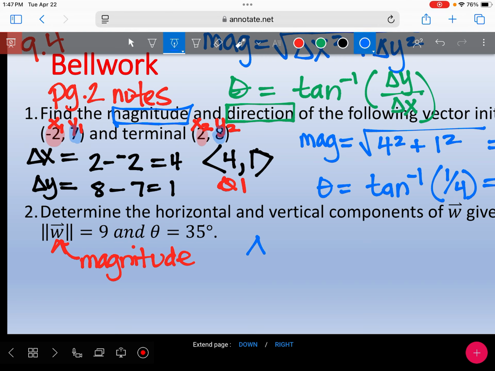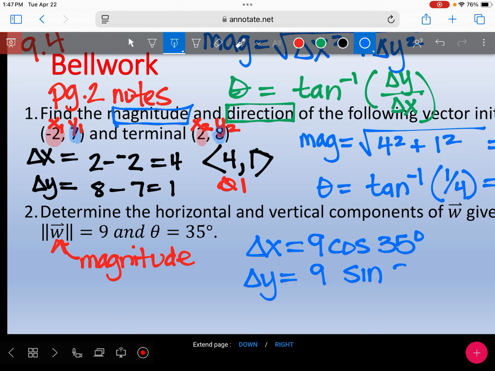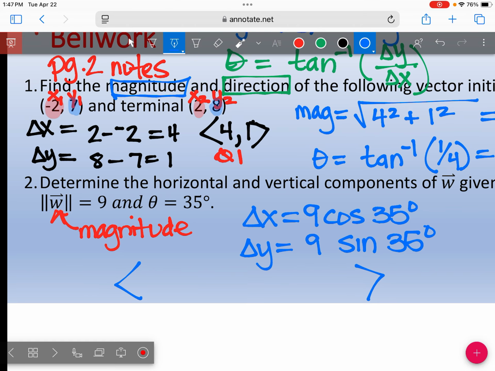All right, so delta x is going to be 9 cosine 35. Delta y is 9 sine 35. Go ahead and type that in your calculator. And we're going to write that in a vector bracket.